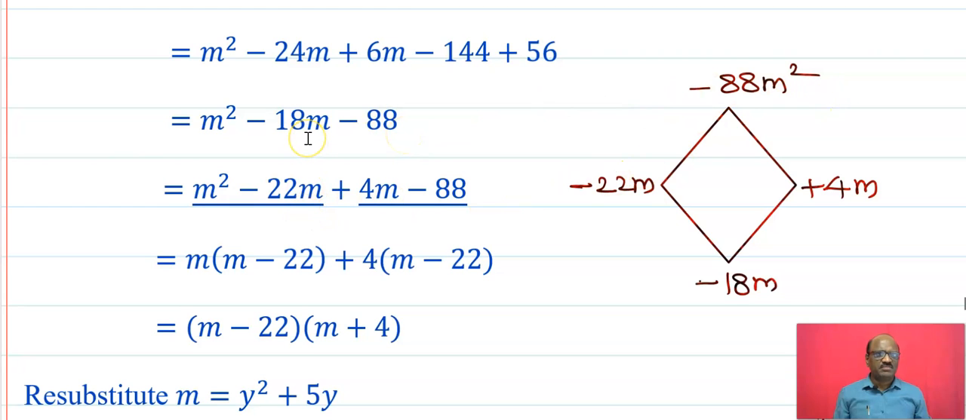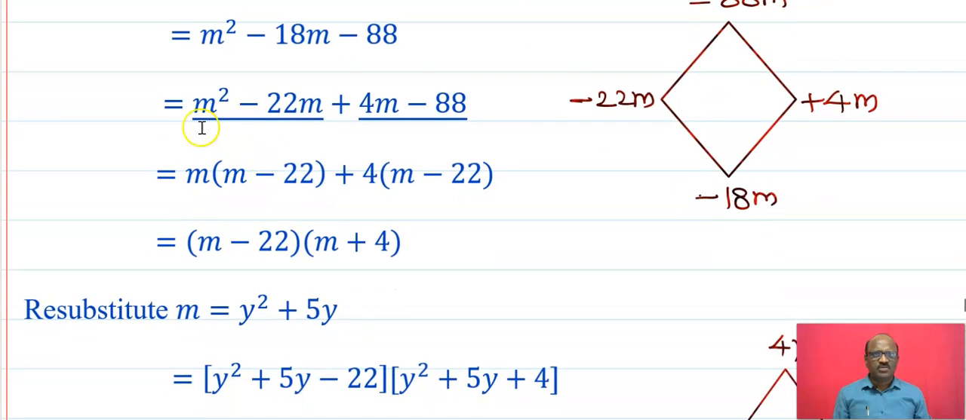What about the middle term? The middle term is minus 18m. Then which two numbers are there? Minus 22m and plus 4m. Minus 22m plus 4m is minus 18m. Minus 22m into 4m is minus 88m square. Again, take the common. M is common. Then in bracket you will get m minus 22. 4 is common. In bracket you will get again m minus 22.